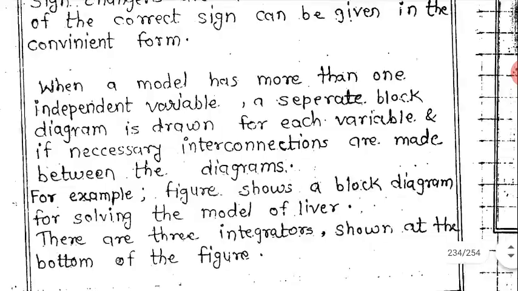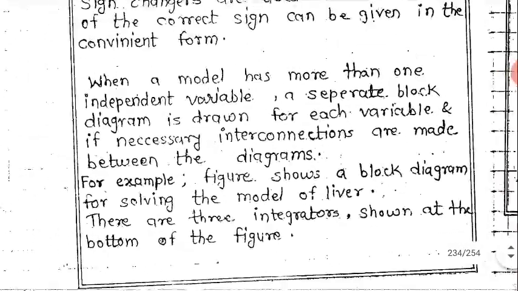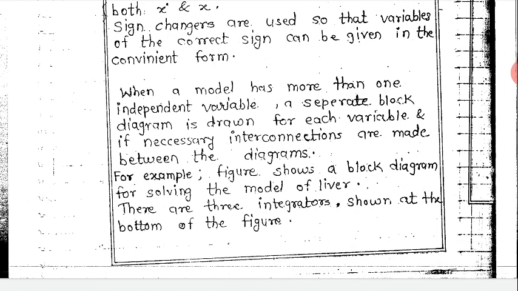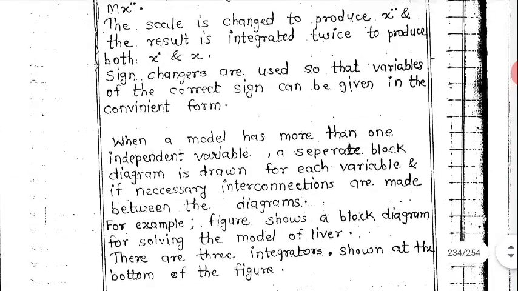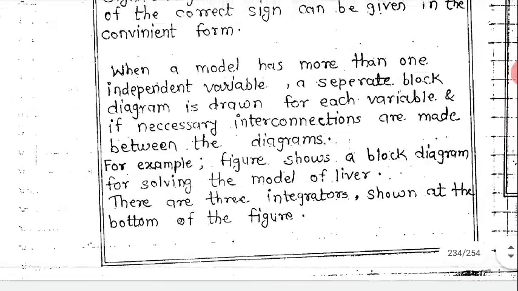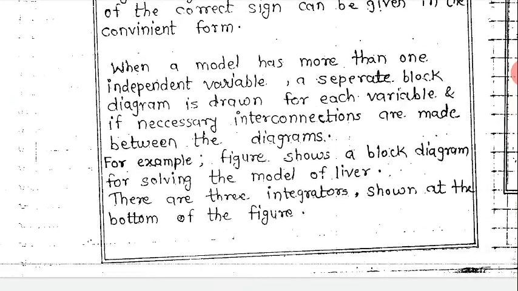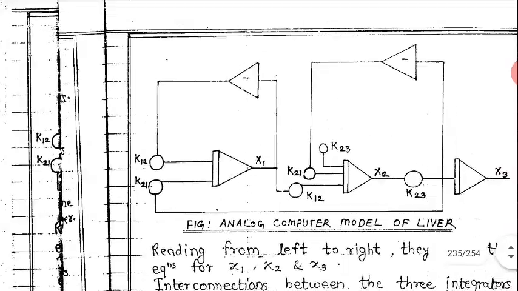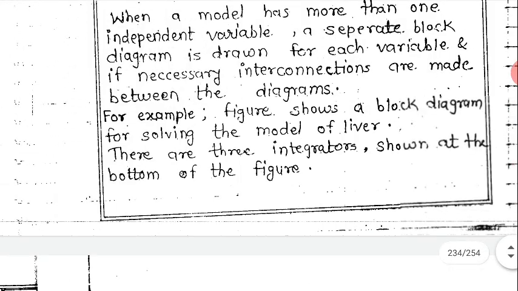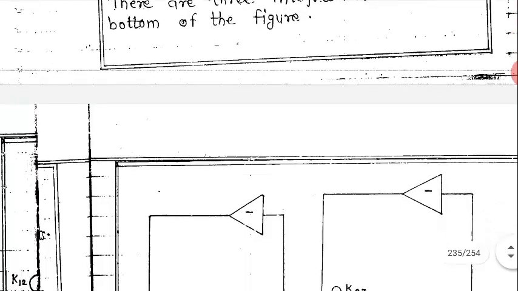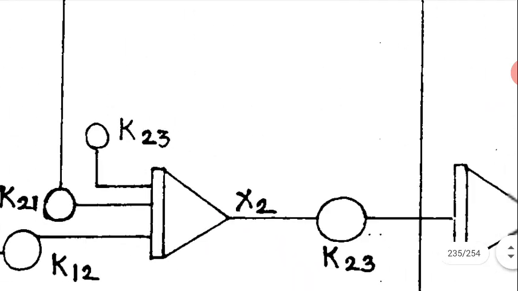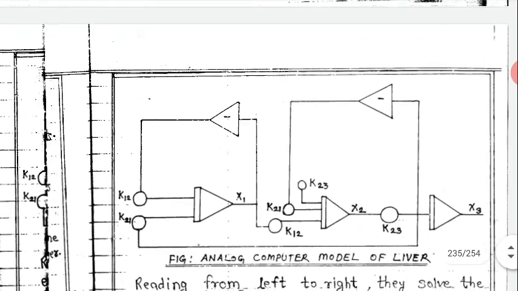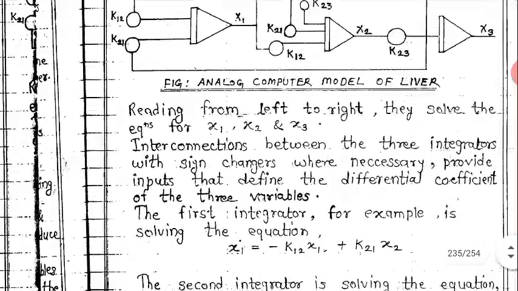When a model has more than one independent variable, what will happen? A separate block diagram is drawn for each variable. If necessary, interconnections are made between the diagrams. I have taken the example of a block diagram for solving the model of a lever as given over here. There are 3 integrators shown at the bottom of the figure. This is the first integrator, this is the second one, and this is the third one. So this is an analog computer model for a lever.